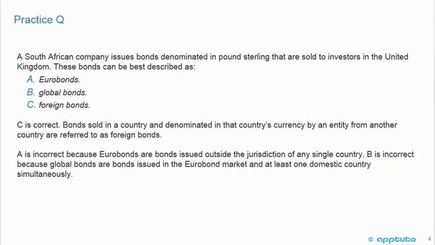So C is correct. Bonds sold in a country and denominated in that country's currency by an entity from another country are referred to as foreign bonds. A is incorrect because Eurobonds are bonds issued outside the jurisdiction of any single country. And B is incorrect because global bonds are issued in the Eurobond market and at least one domestic currency simultaneously.